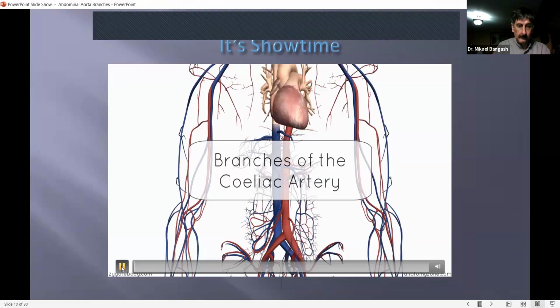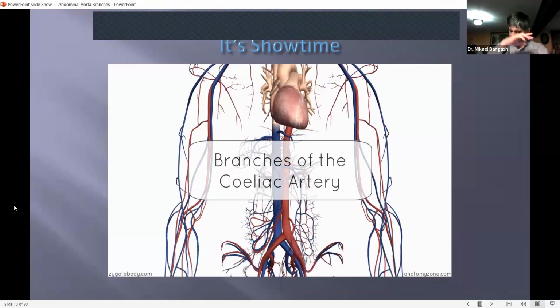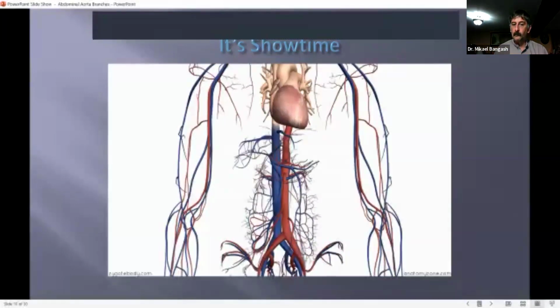Okay, so this is a tutorial on the celiac artery. So I'm going to talk you through the various branches of the celiac artery in this tutorial. So I'm just going to get rid of the venous system, and we'll just look at the arterial system, and we'll focus in on the celiac artery.